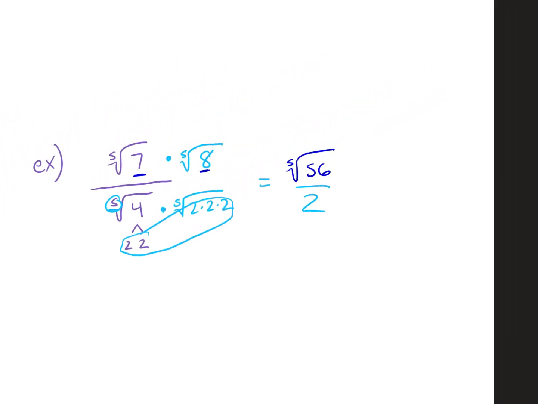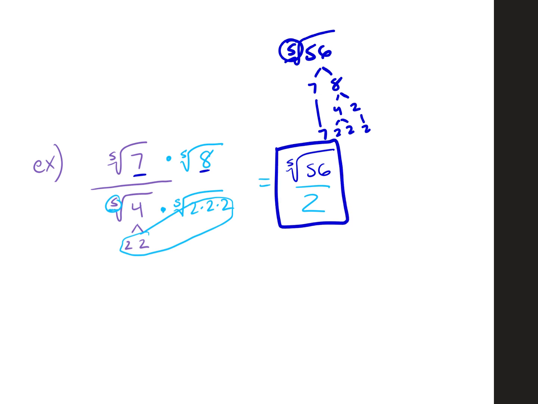Now, you can always check to see if it can be simplified or not. So I have the 5th root of 56. What are 2 factors of 56? 7 and 8. Perfect, what we just multiplied. What are 2 factors of 8? 4 and 2. And 2 factors of 4? 2 and 2. Do I have a group of 5? No. So it can't be simplified, so this is our answer.